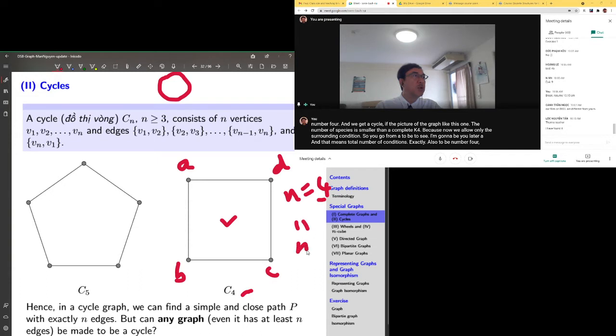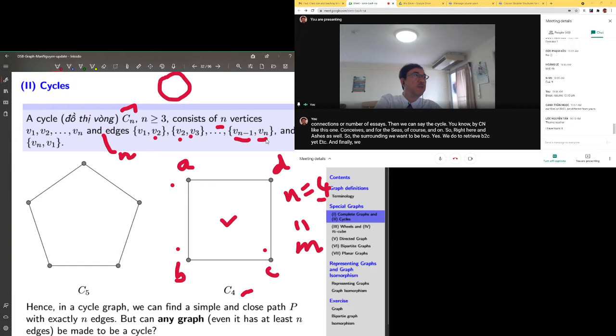So in general, we denote the cycle by Cn like this one. It consists of n vertices, of course, and also n edges as well. So the surrounding goes V1 to V2, V2 to V3, V3 to V4, etc. And finally Vn goes back to V1.